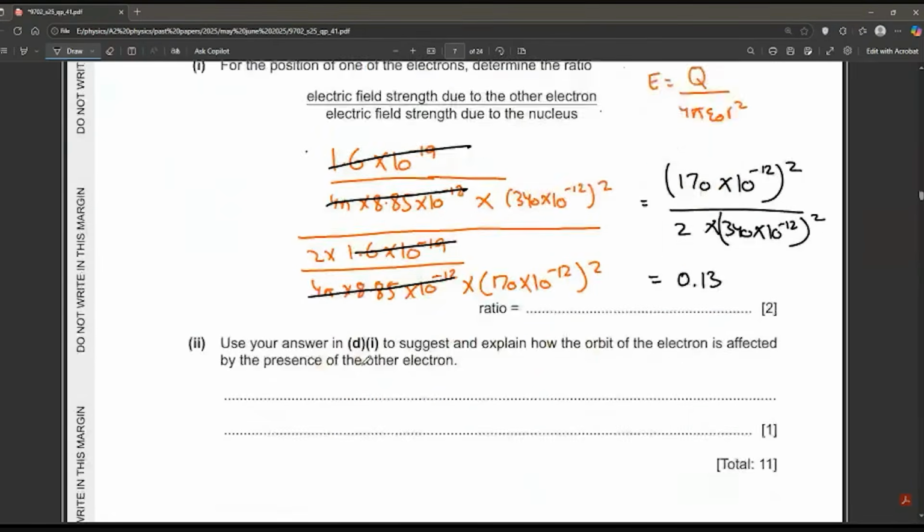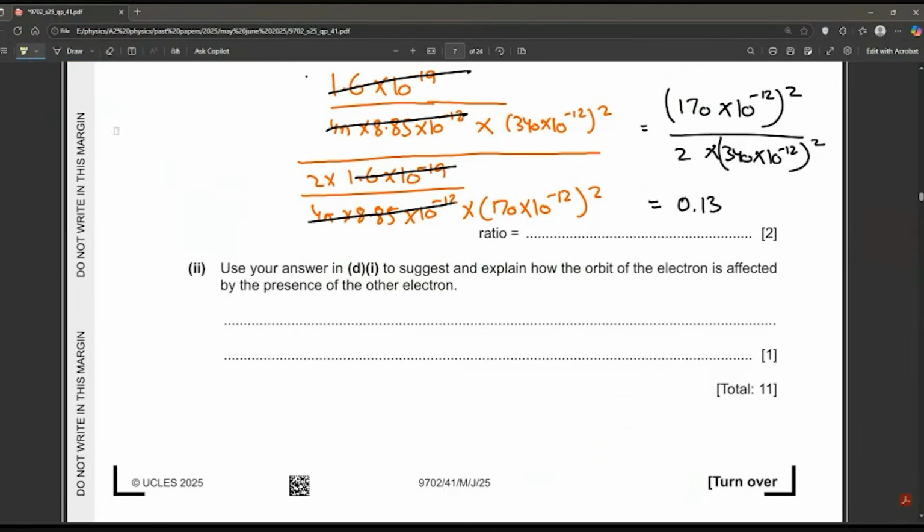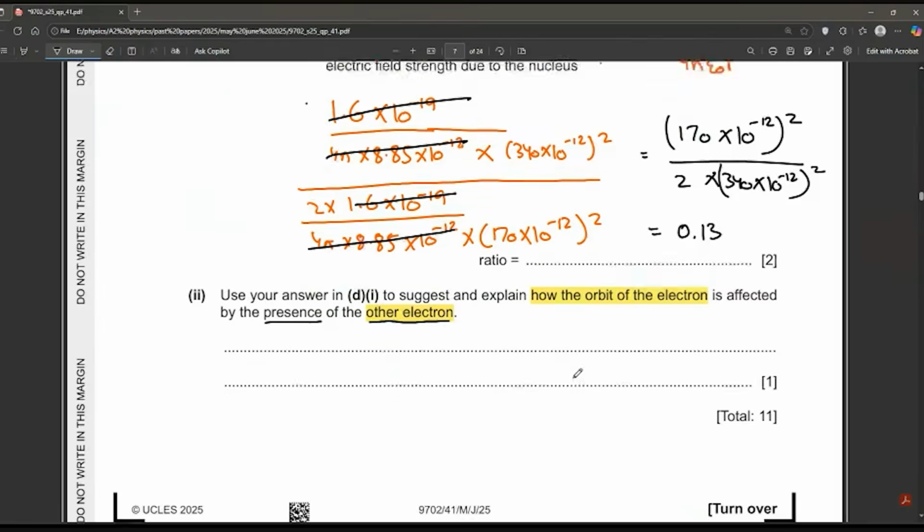Now let's see this. Use your answer in part D1 to suggest and explain how the orbit of the electron is affected by the presence of the other electron. You have to explain how the orbit of the electron is affected by the presence of the other electron. Due to the presence of the other electron, how is the orbit of the electron affected?